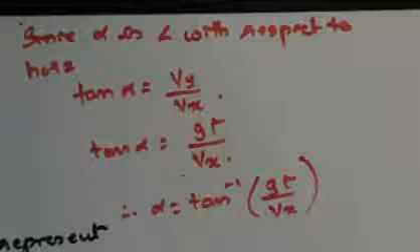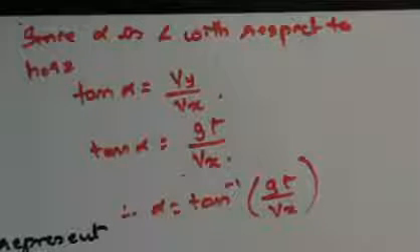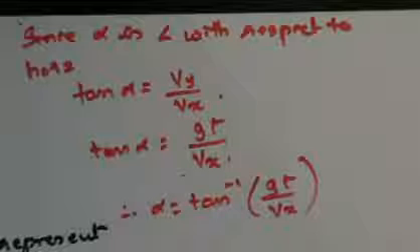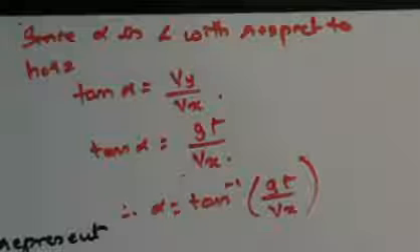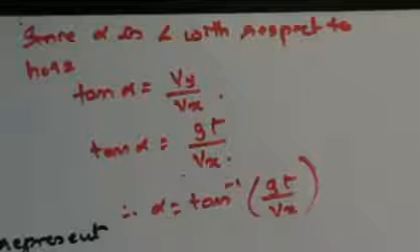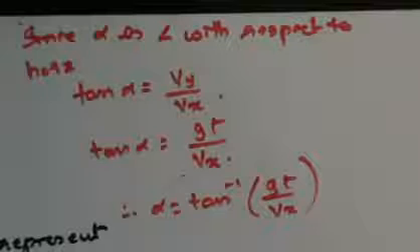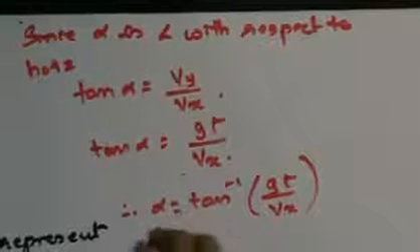So that is the direction in which the body will be moving. So for a projectile, the velocity at any given point and the angle at which it will move can be found out by using this derivation. Right? Now, let us consider an oblique projectile.